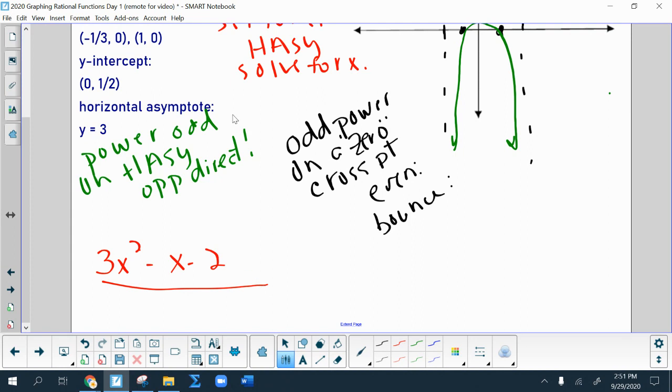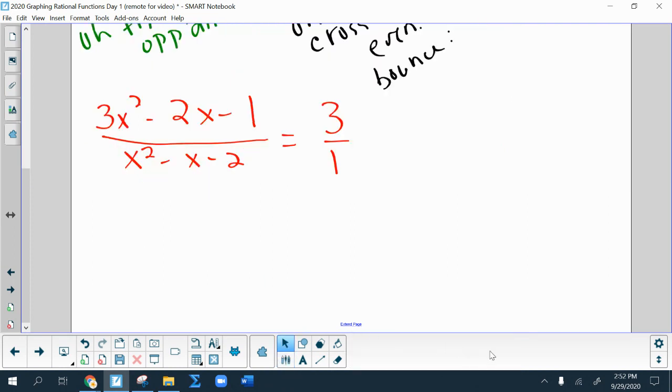Nope, I am wrong with that. I got my x and my y's in the wrong spot. Sorry. It's 3x squared minus 2x minus 1 over x squared minus x minus 2. My horizontal asymptote is 3. So we are trying to figure out if it crosses it. And you do want to check this every single time because it's going to cross sometimes, as we saw in that last problem.